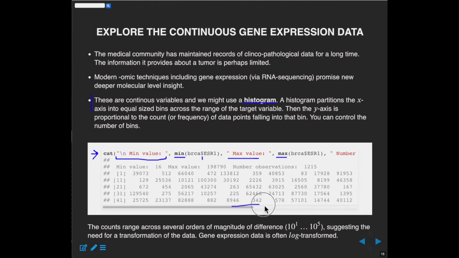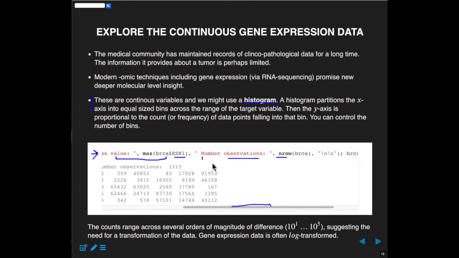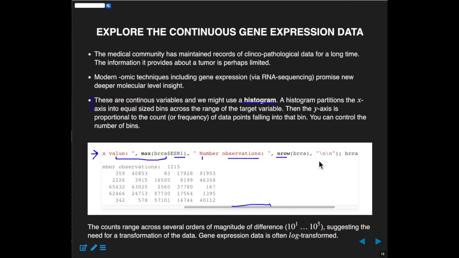And then I ask for the number of observations, which I can get using the nrow function. That gives me the number of rows in the tibble. And finally, I have one more string with this weird symbol in here, \n. So that requires maybe some discussion. The \n is new line.